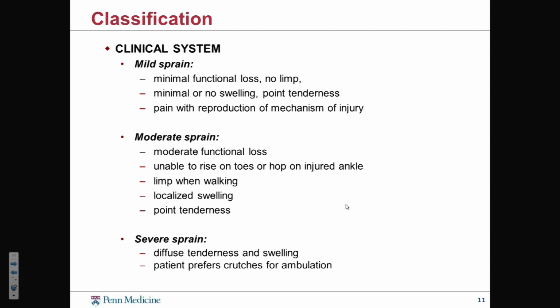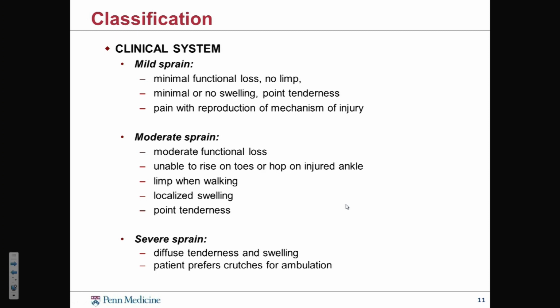Mild sprains being just the minor injuries, so minimal functional loss. They don't really limp afterwards. They have a little bit of swelling or point tenderness around the area of injury. And if they twist the ankle the same way that they injured it, it will hurt, but they can weight bear on this. They can get around. And these are the mild sprains that really last just a handful of days, and then people recover.